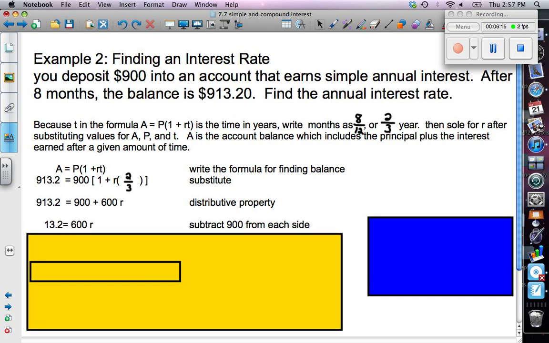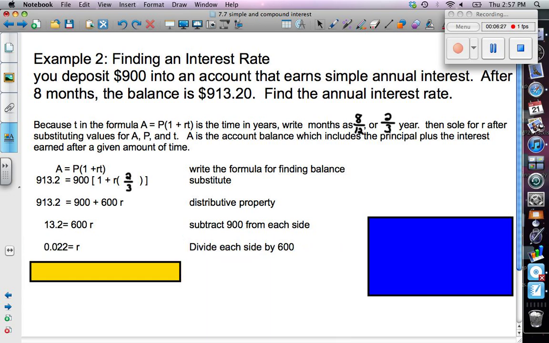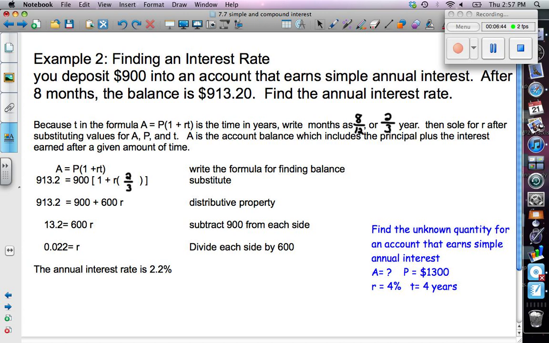We can then subtract 900 from each side, leaving us with only 13.2 on the left and 600R on the right. We then divide both sides by 600 and get R equals 0.022, but let's write it as a percent since we express simple annual interest as a percent. So the annual interest rate is 2.2%. I want you to practice using this equation and find the unknown quantity for an account that earns simple annual interest. So here they give you P, R, and T. You need to find A. So go ahead and use this equation here to solve for this.